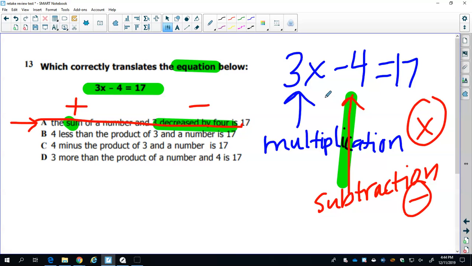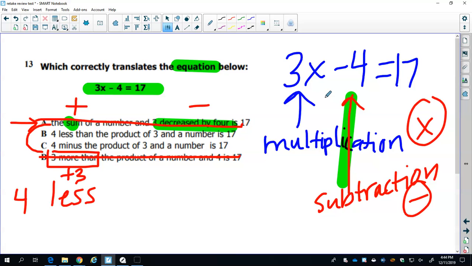All right. For B, we have 4 less than the product of 3 and a number is 17. Let's come back to that one. C, 4 minus the product of 3 and a number is 17. So these two are very similar. And then D is 3 more than, so right, that's a plus 3. So that's addition, so D is not going to be an answer either. So let's examine both of these.